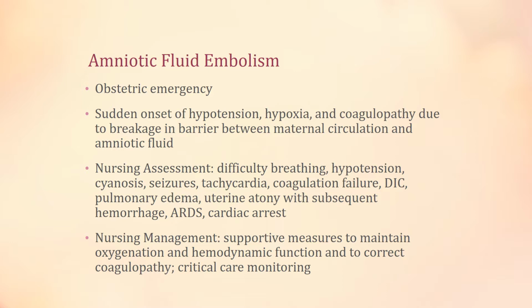She starts to have coagulation failure. She may be having some blood clotting issues here, but hemorrhaging here. She may go into disseminated intravascular coagulation, which you'll learn a whole lot about in MedSurg 2 and 3. She can develop pulmonary edema. Uterine atony is whenever the uterus is like a muscle that's just worn out with hemorrhage. She may develop adult respiratory distress syndrome, and she can go into cardiac arrest.